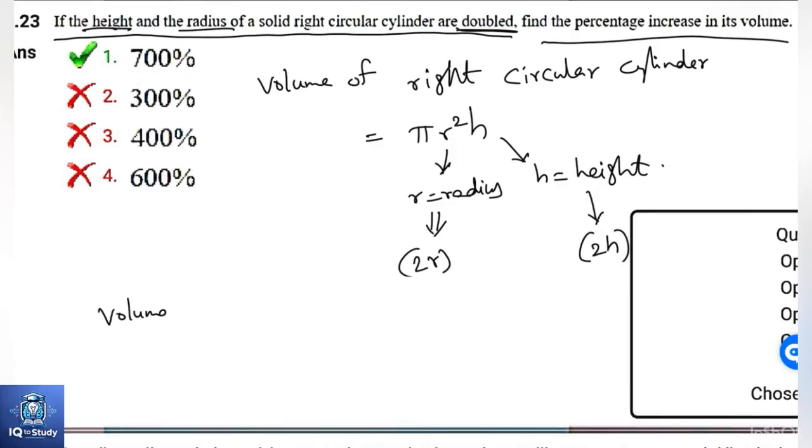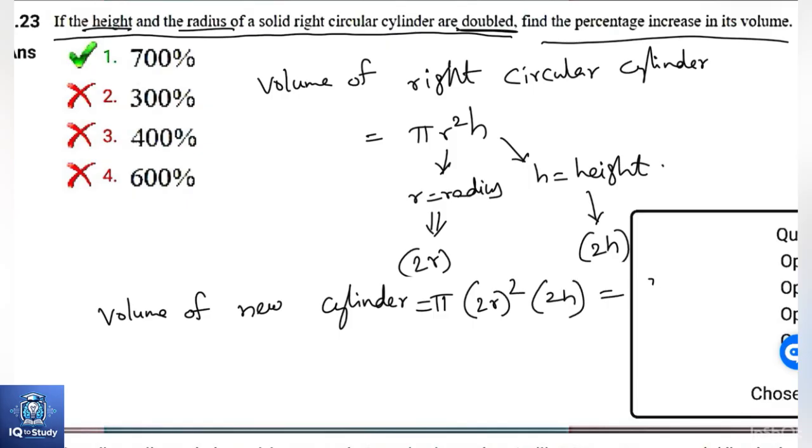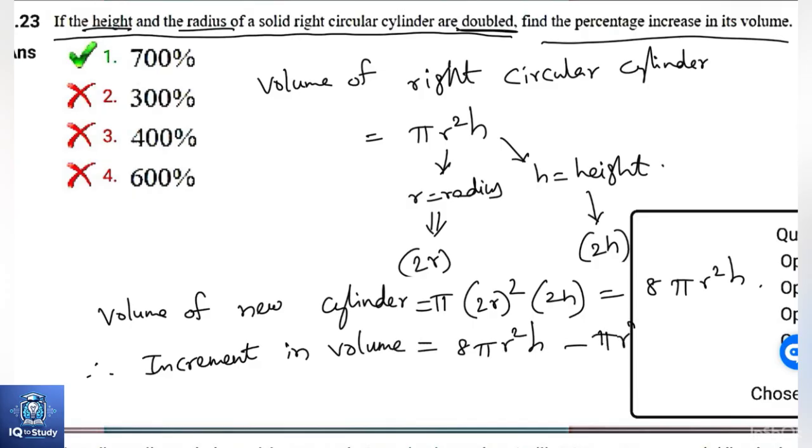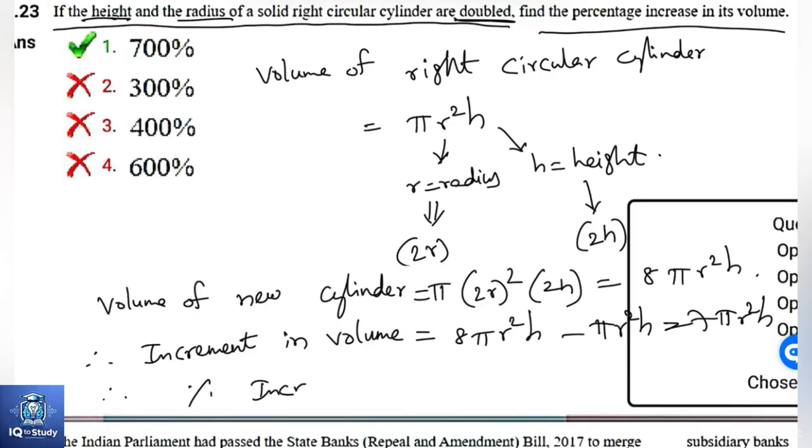So the volume of the new cylinder is equal to pi into 2r whole square into 2h, which means 8 pi r square h. Therefore, the increment in volume is equal to 8 pi r square h minus pi r square h, which is 7 pi r square h. Therefore, percentage increase is equal to 7 pi r square h divided by pi r square h into 100, which is 700%.